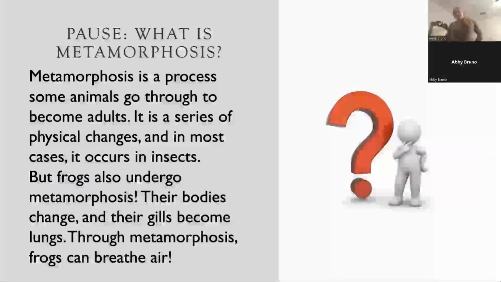Okay, so we're going to pause right here and we're going to discuss what is metamorphosis. Have y'all ever heard that word before? I haven't. Okay, so metamorphosis is a process that some animals go through to become adults. It is a series of physical changes, and in most cases, it occurs in insects like butterflies.